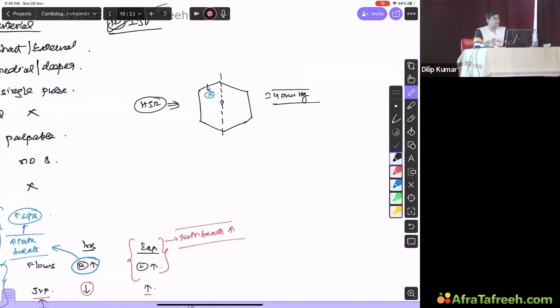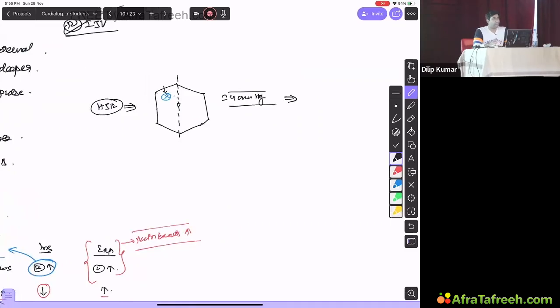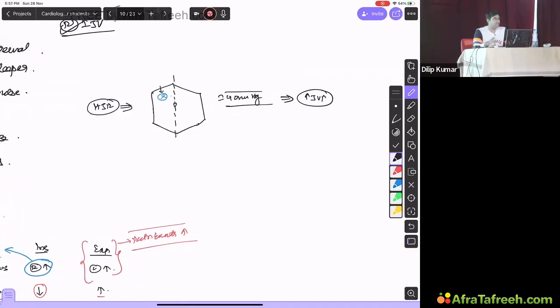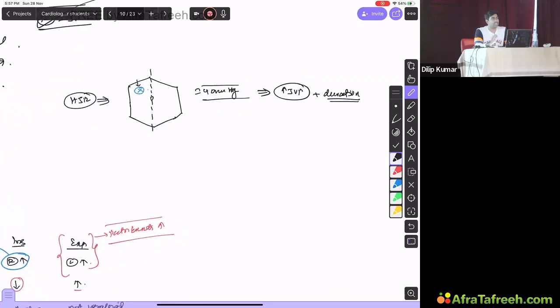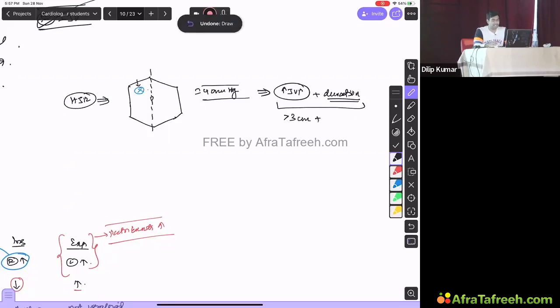So when you give this much pressure, what are you going to look out for? You are looking at the increase in the jugular venous column, the increase in the jugular venous pressure, plus the duration of increase as well. Both are very important. Many people forget this duration. If the JVP increases by more than 3 centimeters from the baseline, plus it is sustained for more than 15 seconds, both should be there. Then only this test is considered to be positive.